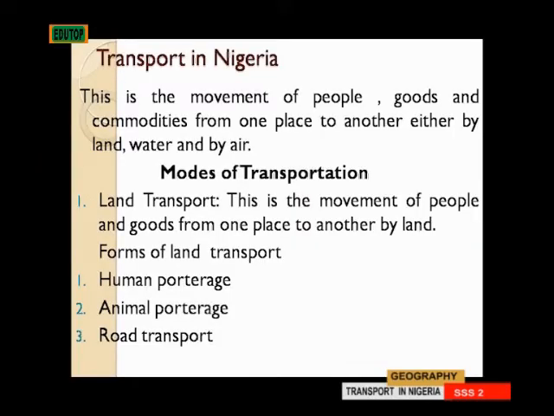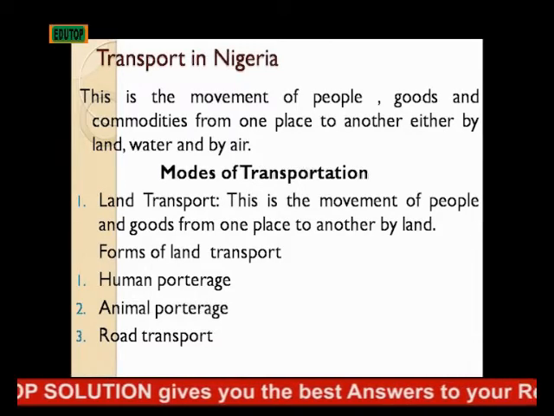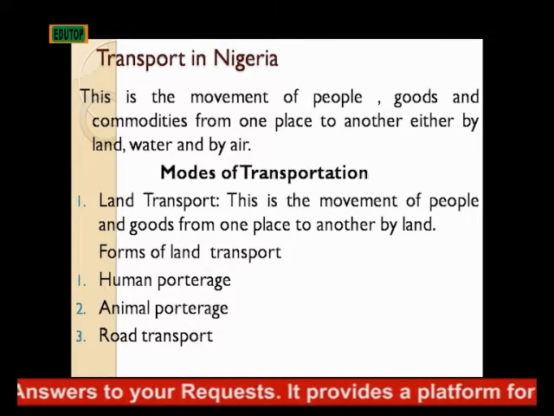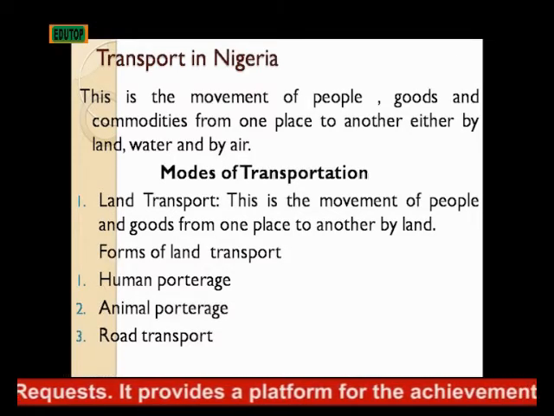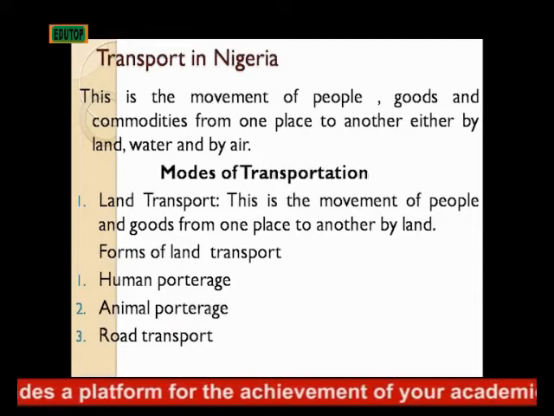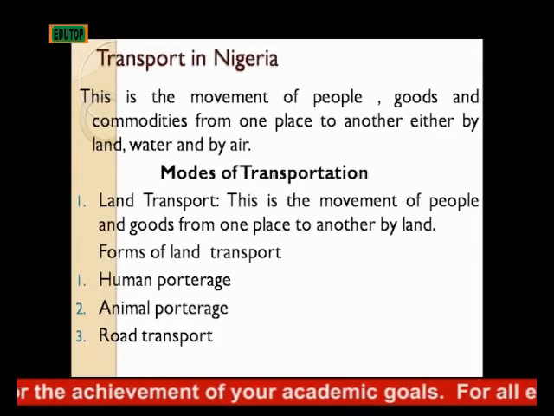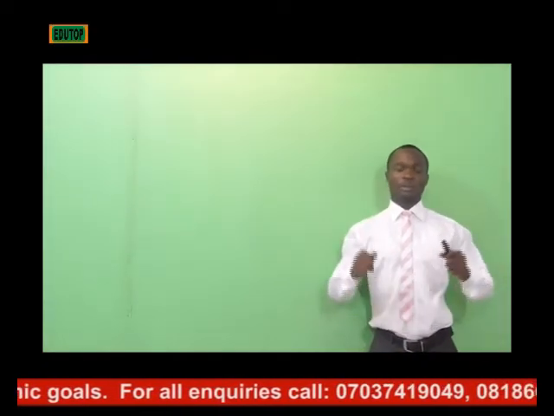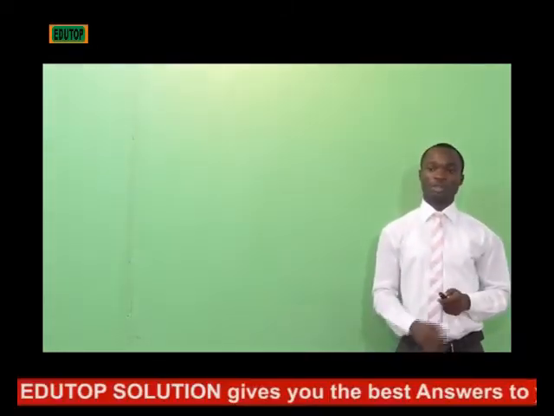Let's look at transportation. Transportation refers to the movement of people, goods and commodities from one place to another, either by land, by water, or by air. Therefore, there are modes of transportation. We have, one, the land transportation, which involves the movement of people and goods from one place to another by land. And there are forms of land transportation. We have human portage, animal portage, road transport. Human portage has to do with the use of human legs to carry goods from one place to another, whereas animal portage has to do with the use of animals like donkeys and horses to carry goods from one place to another. Road transport is also another form of land transportation.